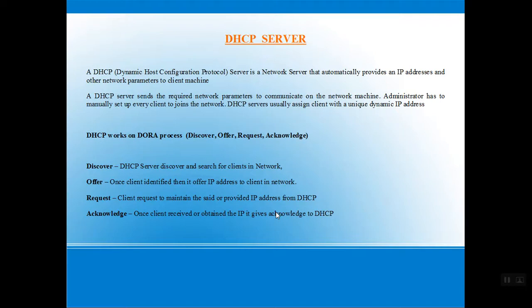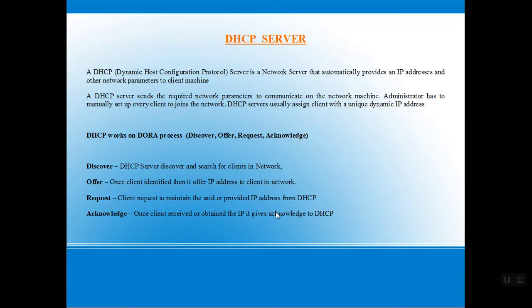Next we have DHCP, the DHCP server. DHCP is basically the Dynamic Host Configuration Protocol, which provides an automatic IP address to our clients without user intervention. So DHCP plays a big role in our network, and DHCP follows a process which we call the DORA process. That's discovery, offer, request, and acknowledgement.